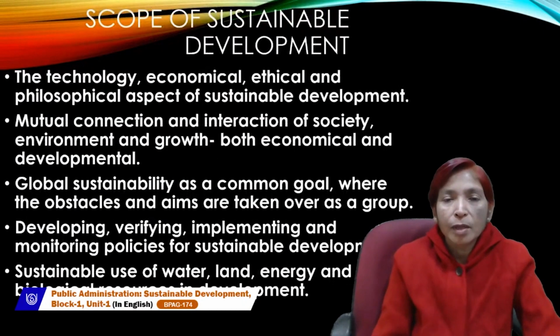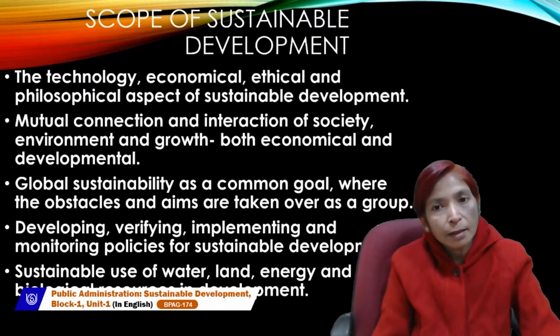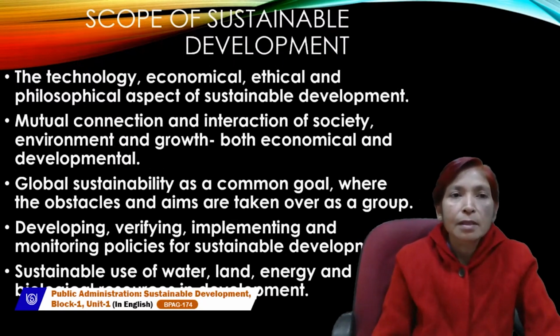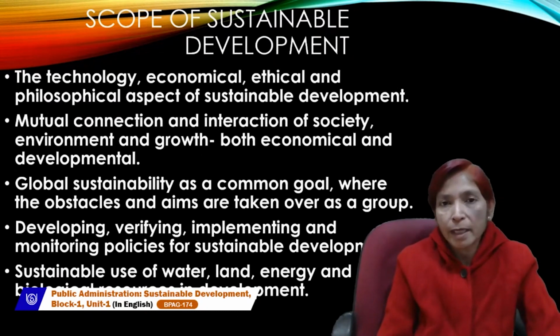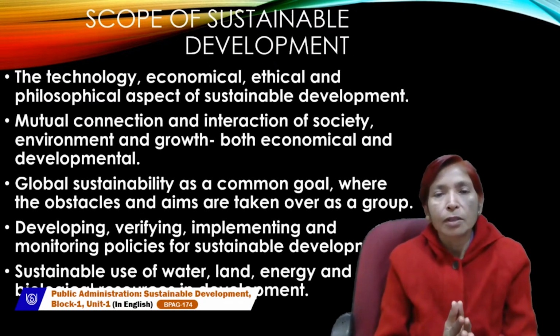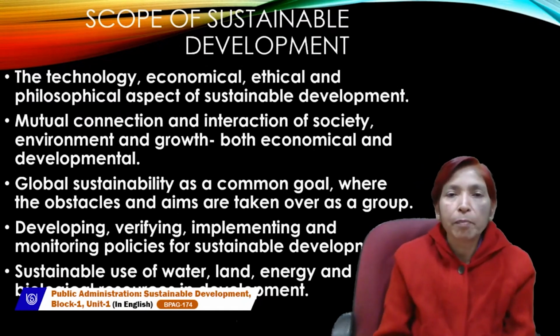Next is the scope of sustainable development. We can explain this scope with the help of these points. First point is the technological, economical, ethical, and philosophical aspects of sustainable development. It means in the technical world, in each and every economy, ethical issues and philosophical aspects all require sustainable development. Second is mutual connections and interaction of society, environment, and growth, both economical and developmental. So there is a mutual connection between society, people, environment, and growth. Growth may be economical and developmental.